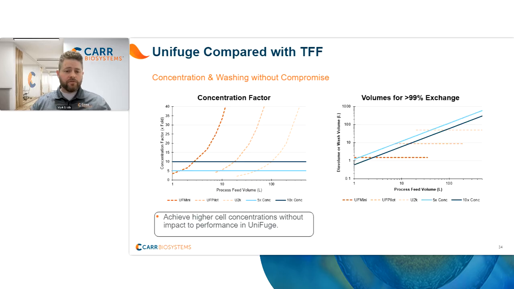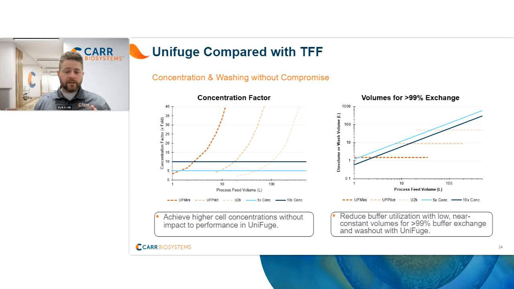And the same can be true for the dye volumes. Because we concentrate the cells all in a single volume, you can have a near constant flush volume or wash volume to achieve that 99%, regardless of the number of cells or the amount of concentrating you do of your cells.